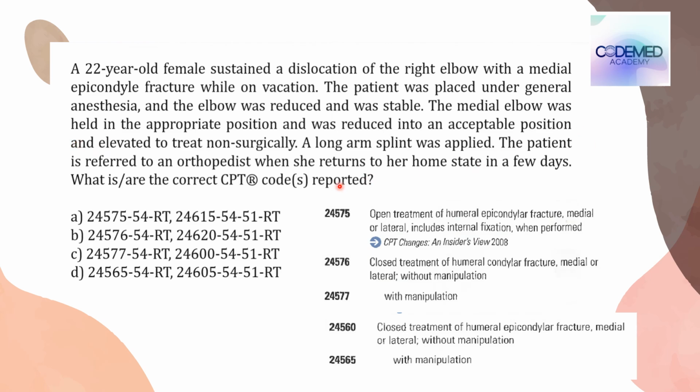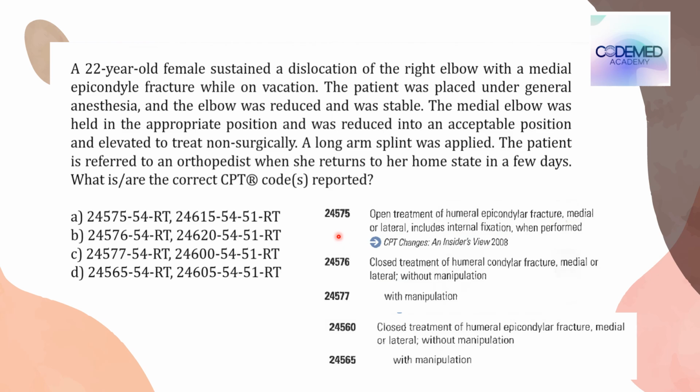If you see this, the fracture was treated non-surgically, that means it is a closed fracture treatment. Then it was manipulated, because here you can clearly see the elbow was reduced and was stable. It was done under general anesthesia. That is also an important consideration. And then the splint has been given, because accepted position, elevated non-surgically, long arm splint was applied. So we will take all this information and try to select the code.